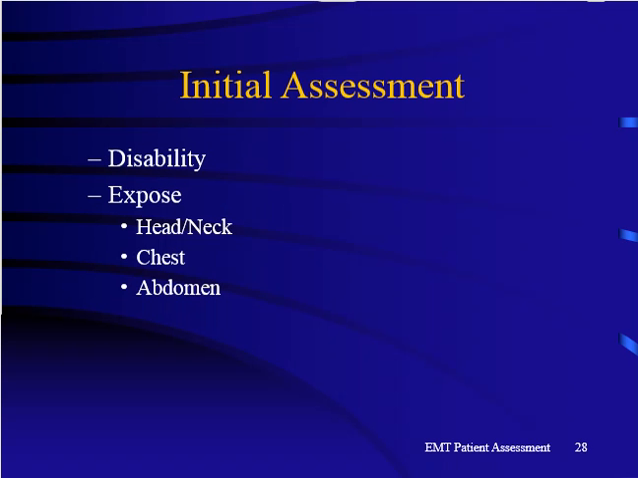Any disabilities? Does the patient have any disabilities? Do they have any prosthetic legs? Do they have some sort of mental disability? Are they autistic? These are all things that you need to find out in your initial assessment to help you further help the patient and help you further progress your patient assessment.